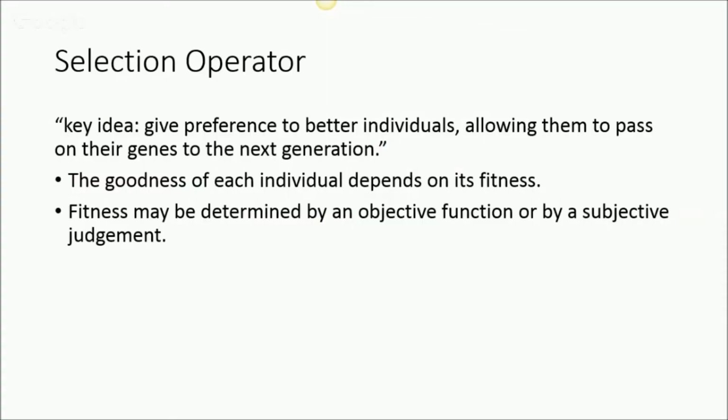Okay, so the first operation was a selection operation. And the key idea in the selection operation is to give preference to better individuals, allowing them to pass on their genes to the next generation. The goodness of each individual depends on its fitness. Fitness may be determined by an objective function, or by a subjective judgment.